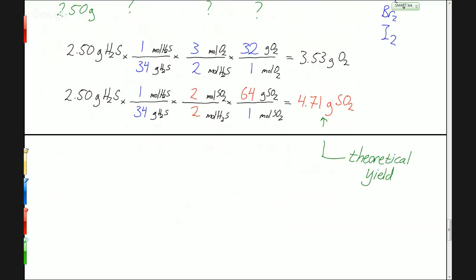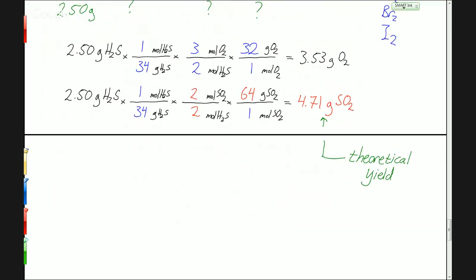So 4.71 grams of SO2 is how much you would make if you reacted 2.50 grams of H2S and 3.53 grams of O2, and every molecule exactly worked and went to the product. Now, in real life, that's not going to happen. Every reaction is going to have some amount of loss, whether it's just stuff doesn't work properly or just the energetics of things going back and forth. There's no perfect reaction for the most part. So that's called the theoretical yield. How much could we possibly make at the very most?